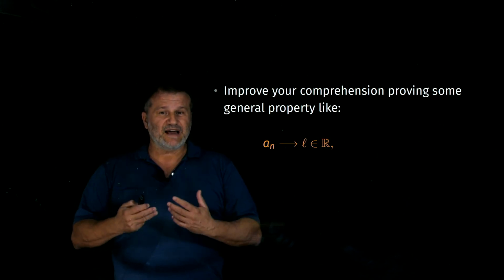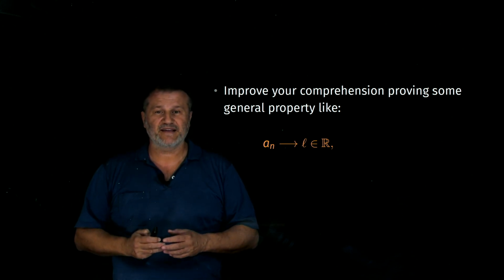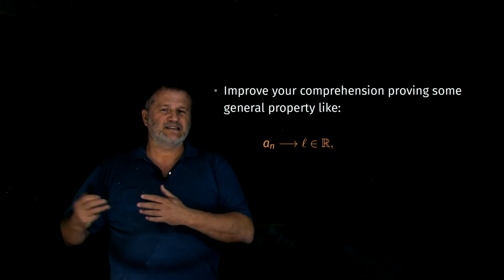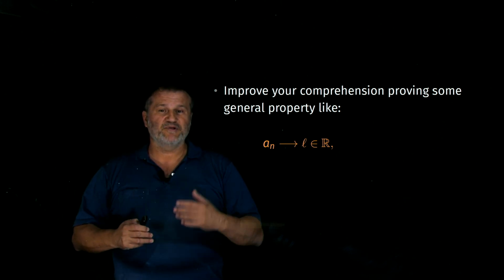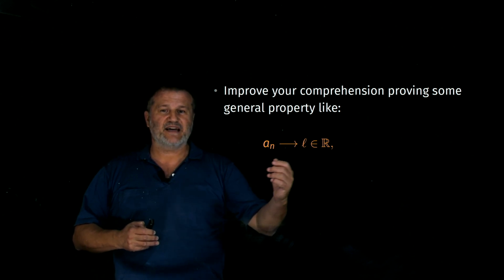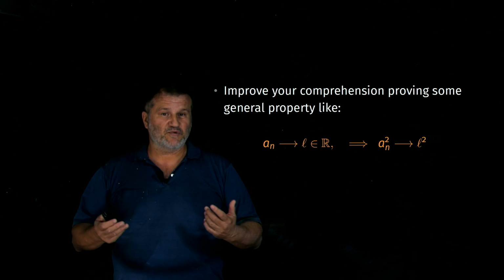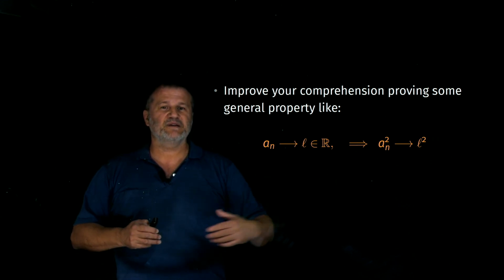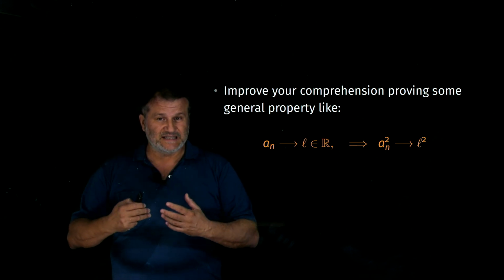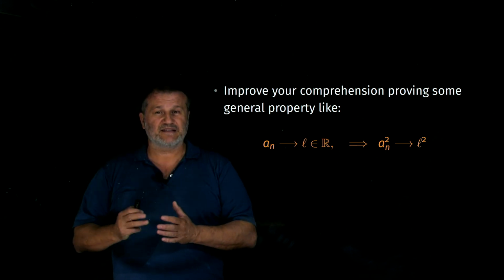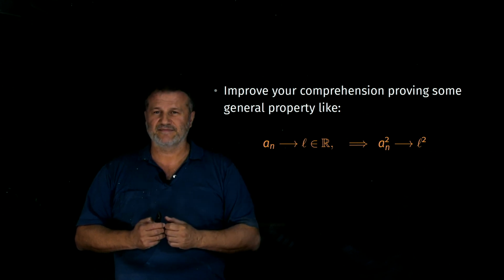Then you could try to deepen your understanding by exploring some general property that is doing the same work as the examples, but in a more abstract way. For example, you could try to prove that if a sequence a_n has a finite limit L, then the sequence of the squares, a_n squared, has limit L squared. Of course, in this case, you have to argue without a specific sequence a_n, but on a generic sequence, and the unique information you have is this one. Good luck.